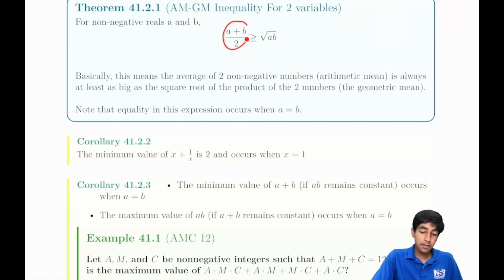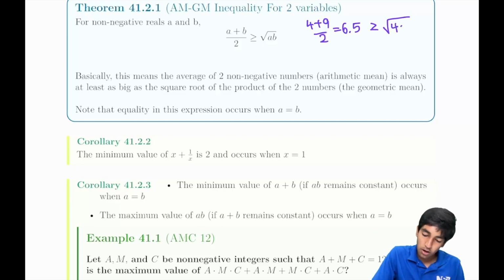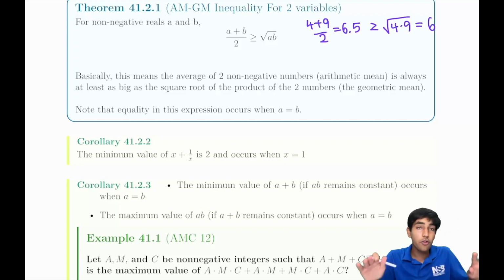It says that the arithmetic mean of two numbers is greater than or equal to the geometric mean of the two numbers. For example, let's take a different example actually: (4 + 9)/2, which is 6.5, is greater than or equal to root of 4 times 9, which is 6. And this is always true for non-negative numbers a and b. And why is this true? The proof is super simple.